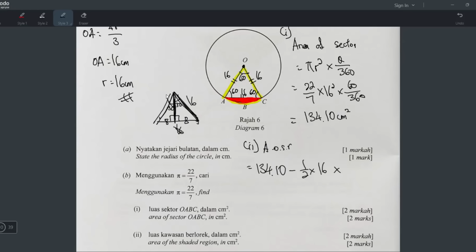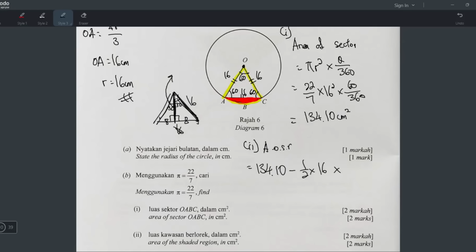So how do you find the panjang here? Use Pythagoras theorem lah. Or you want to use Sohcahtoa also can. Because you have the angle, right? So you can do maybe like tan 30 equals 8 over x, and then x is this. Or you want to use cos also can. Cos 30 equals adjacent, which is x, over hypotenuse 16. Yeah, can also. But I will do Pythagoras theorem.